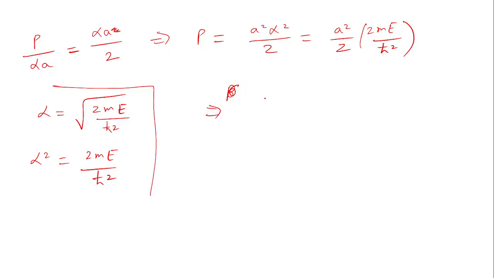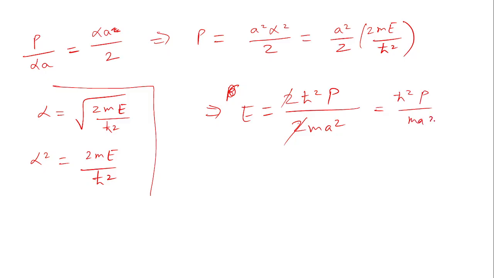These are all our small referred. So the energy expression in terms of P will become 2 h bar square times P, and in division we'll have 2 m a square, and then this will cancel and we'll be left with h bar square P by m a square.